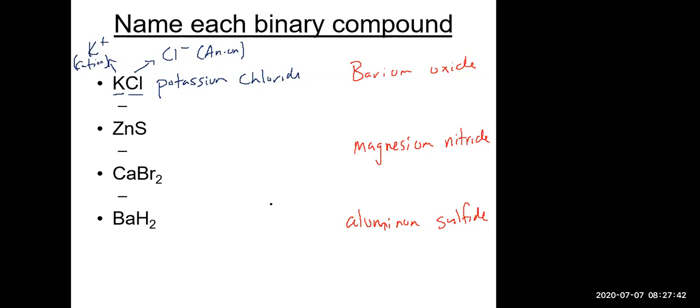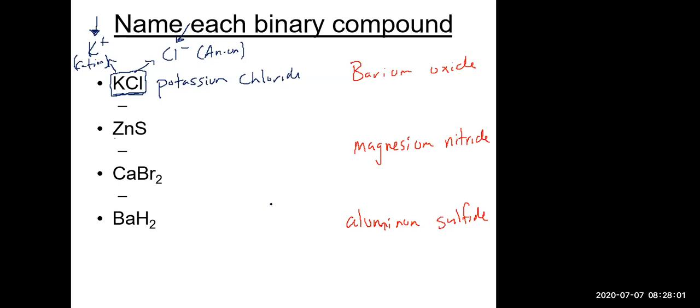So again, a couple of things about that. If you're asked to write the formula for the ion, the cation or the anion, as you can see, they both have charges included. If you're asked to write the formula for the compound, again, no charges when you put it together.